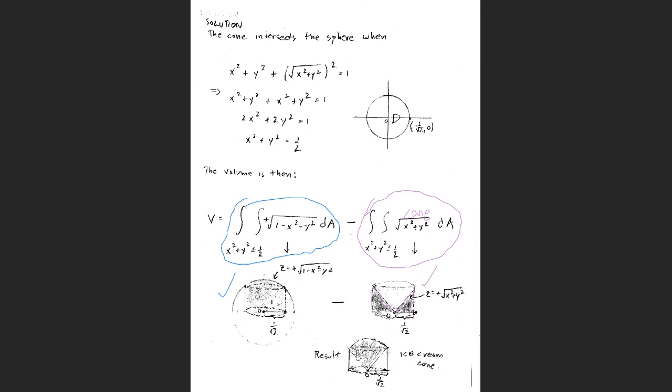Well, you see that if you take the volume of the bullet and subtract the volume underneath the cone, you're going to get the ice cream cone? Do you see that? The difference of those two double integrals gives you the volume of the ice cream cone.